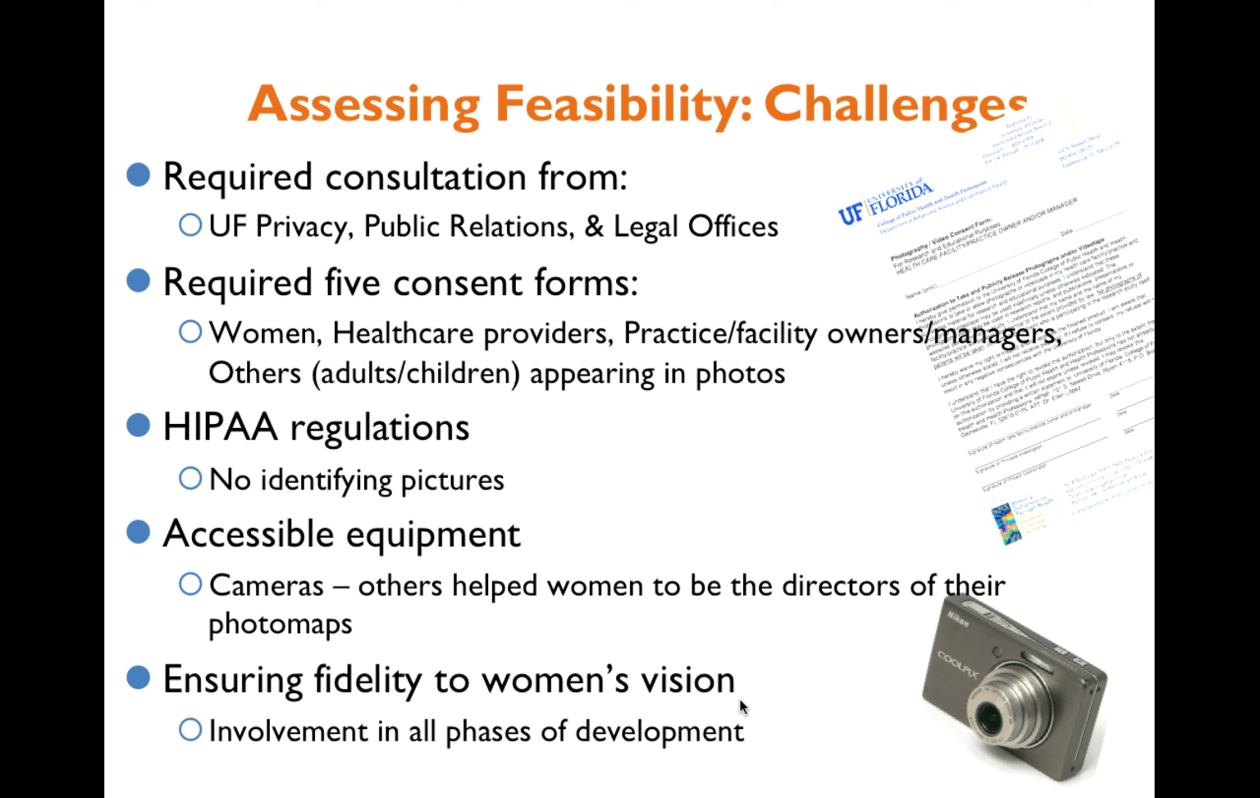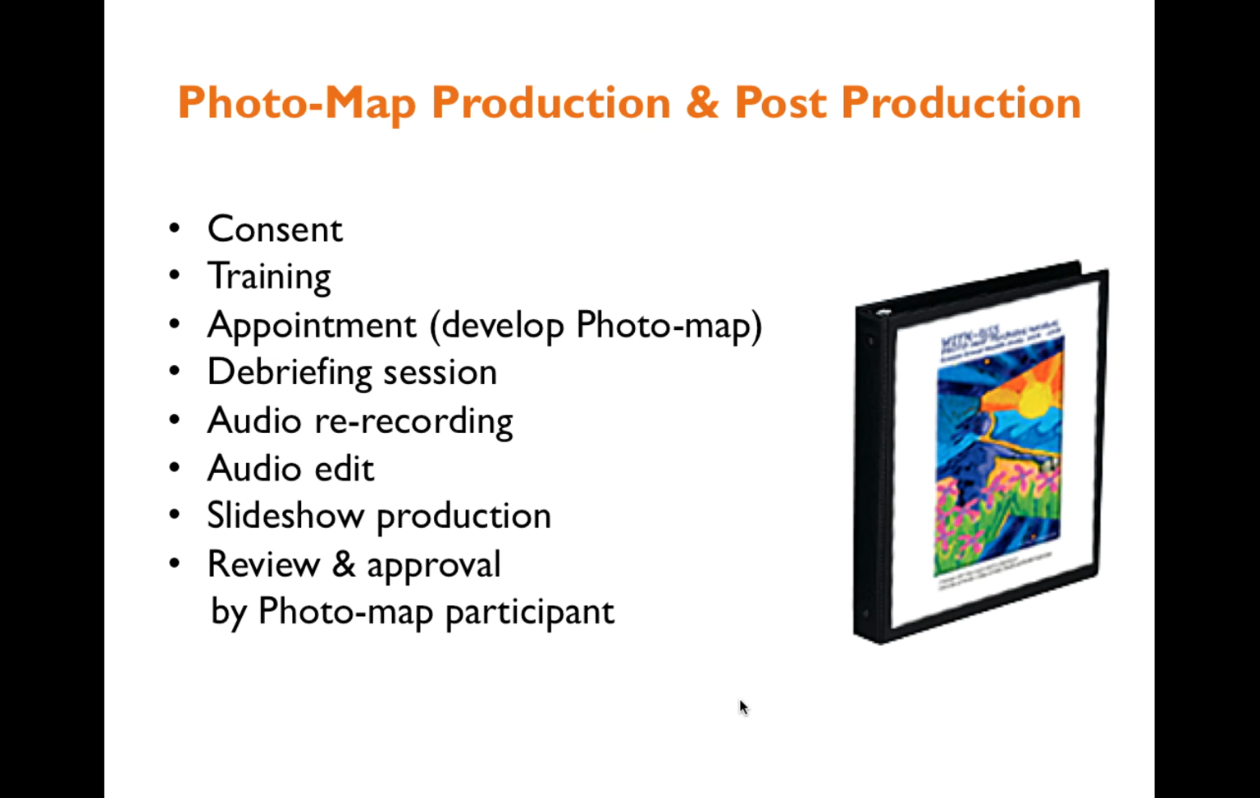We needed accessible equipment, cameras or others to help women direct their photo maps. We couldn't find cameras that were accessible to all the women in our project because they just didn't have the strength in their hands to hold cameras. So we had to train others to help them with their cameras, and ensure that we kept what they wanted us to take a picture of, and made sure we got what they wanted out of this project. They were involved in all phases of the project in terms of development, implementation, and how we actually developed the photo maps and where they were shown.